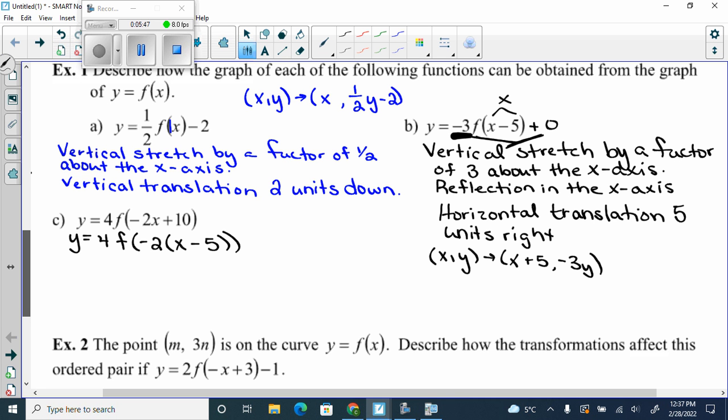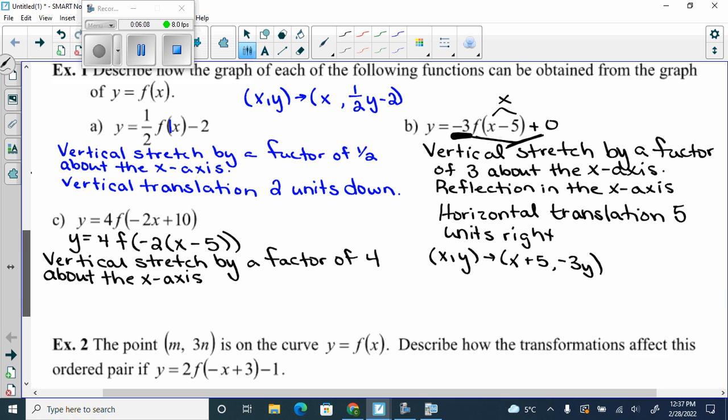What's the vertical stretch? By a factor of 4. A 4 about the what? About the x-axis. Is there a horizontal stretch? Yeah, because there's a 2 in front now. But it's actually a horizontal stretch by a factor of 1/2. Because it's 2 over 1, it always flips.